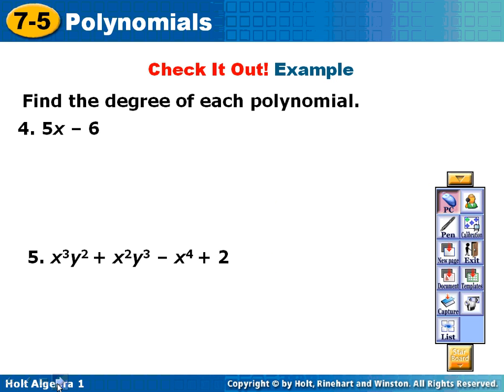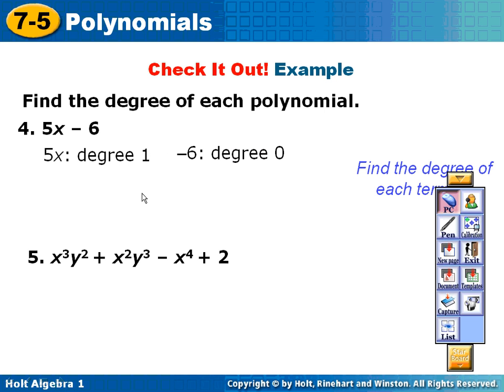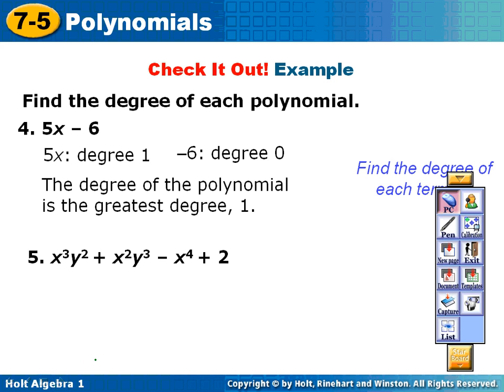Number 4 is still doing the degree, so just write the answer to degree. What's the degree of number 4? 1. So you just find the degree of each term. The degree of 5x is 1. The degree of negative 6 is 0. So the whole degree is 1.